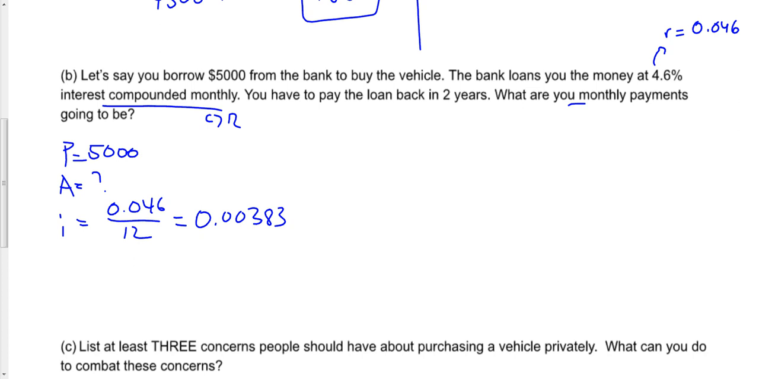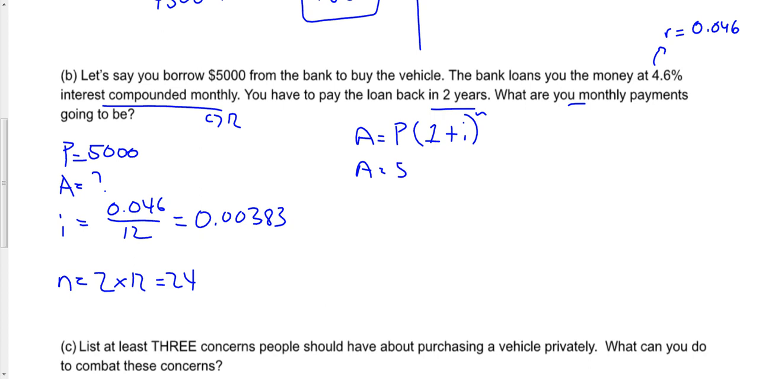Okay. And then we want to figure out, well, what's our end value? Well, we know that we have to pay back the loan in 2 years. It's compounded monthly, so 2 times 12, that's going to equal 24 compounding periods in total. So we want to know what the monthly payments are going to be. If we need to do that, we have to figure out what the total amount that we owe is. So the total amount is going to be 1 plus I to the exponent n.